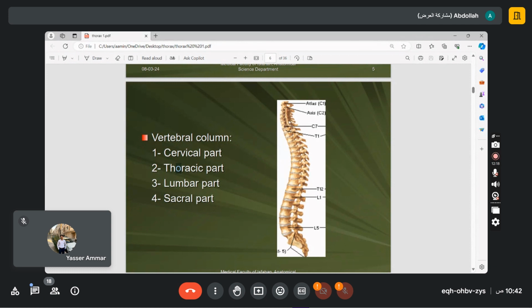The cervical bones are shown by C1, C2, to C7. C refers to the cervical. The thoracic are shown by the abbreviation T. T refers to the thoracic, T1 to T12. L refers to the lumbar, L1 to L5 refer to the lumbar vertebral bones. And the sacral is shown by S, S1 to S5.